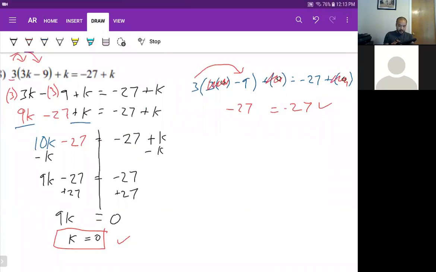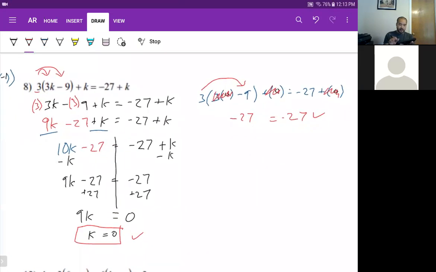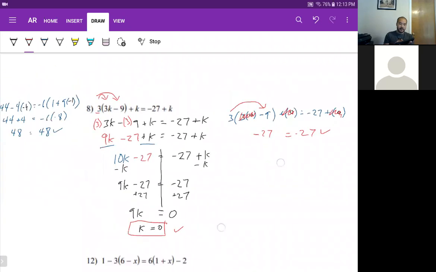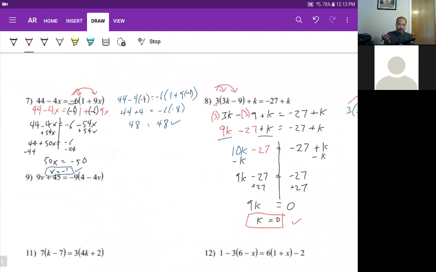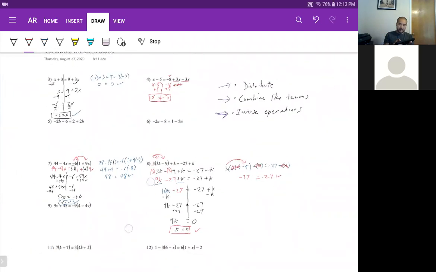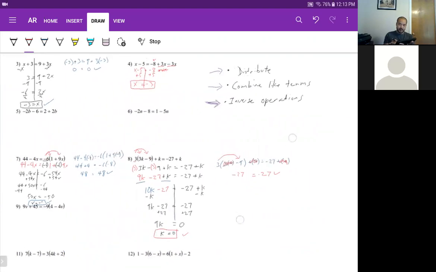So this is basically how that works. This last one has distribution, combining like terms, and inverse operations. Number 7 over here had distribution and inverse operations, and then those 2 at the top were just inverse operations.